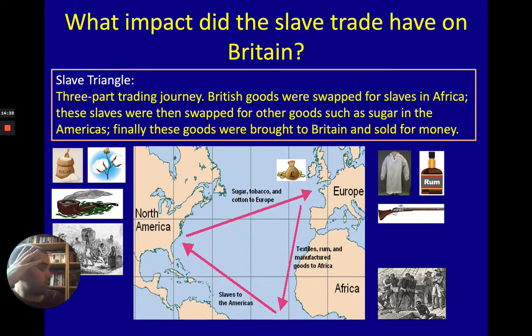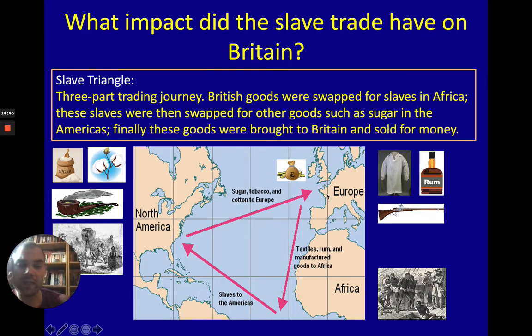And sometimes what historians talk about is the development of what's sometimes called the triangular trade, okay? Which is, if we're thinking about it as a kind of economic system, the slave trade. You can pause here and copy this definition down if it's useful. So this is what's called the slave triangle.